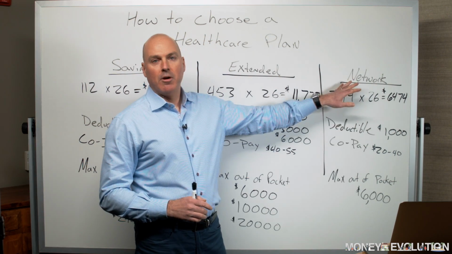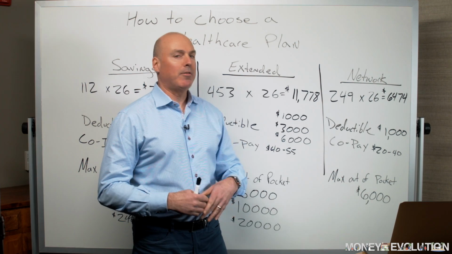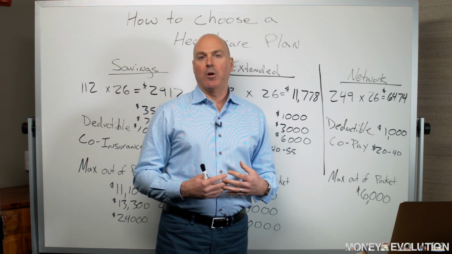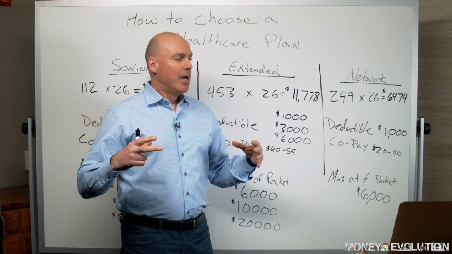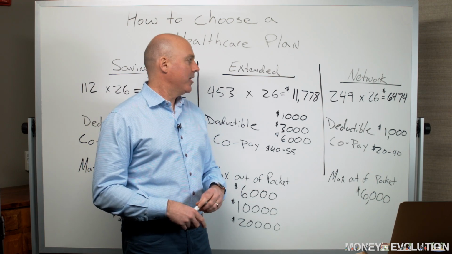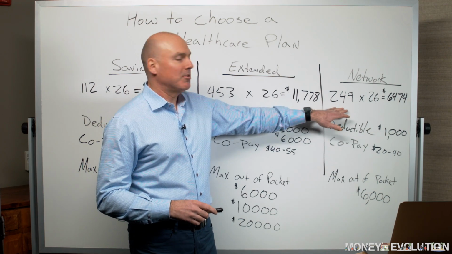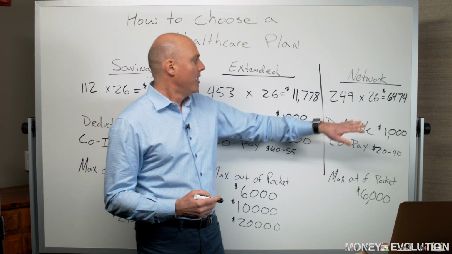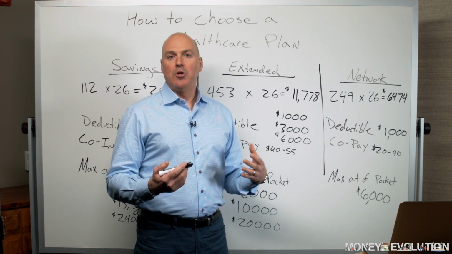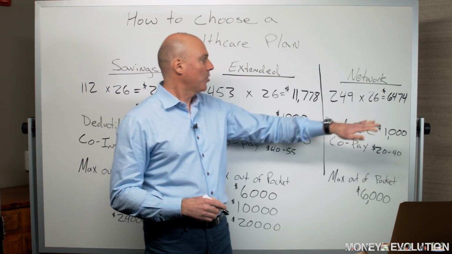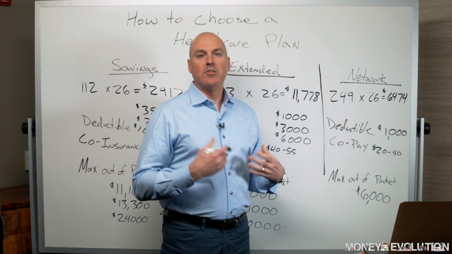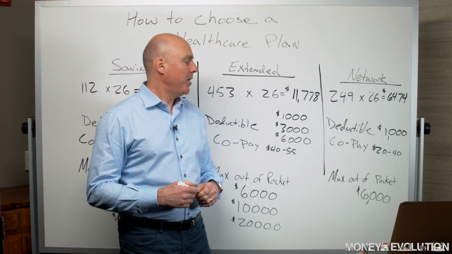And we're going to start all the way over here on the far right, where we have a program option called the network option. This is a very closed network of doctors and providers, and for that program it's $249 per pay period. My wife gets paid every 2 weeks. We have 26 of those pay periods for a total of $6,474 for the year that we're going to pay there.